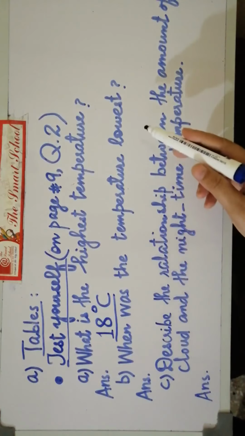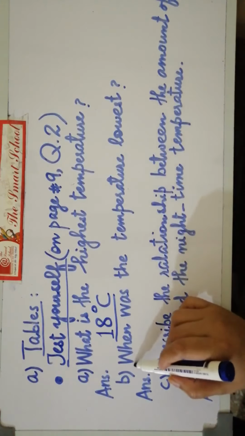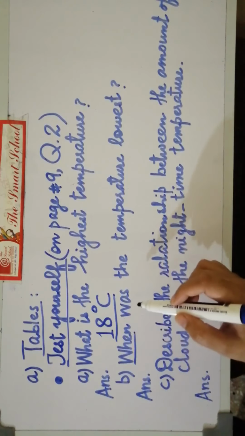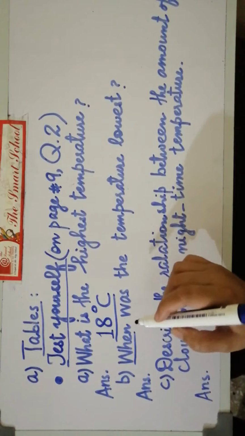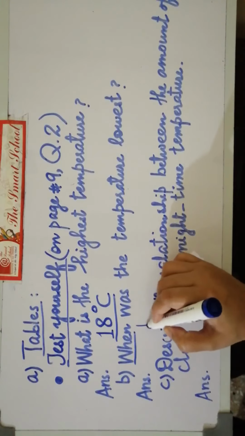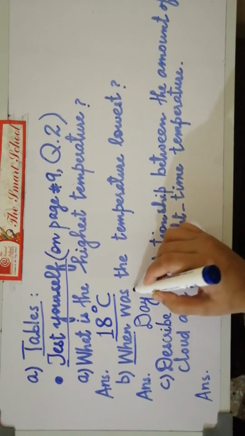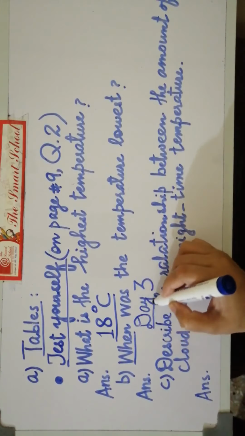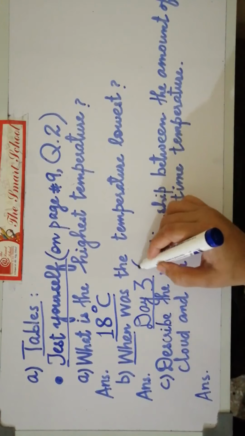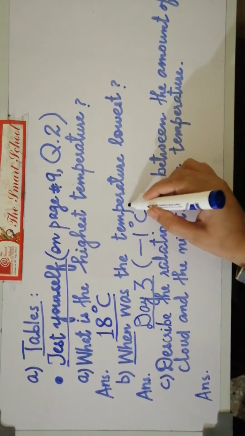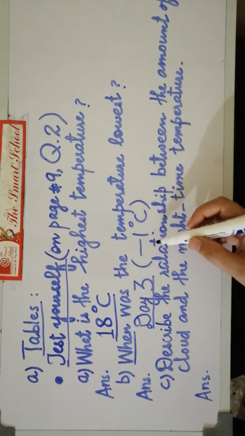When was the temperature lowest? They are talking about when. Okay, so when means on which day. So on which day have we found that the temperature was lowest? It was day 3. Answer is day 3. And what was that temperature? -1 degree Celsius. That is below the freezing point.